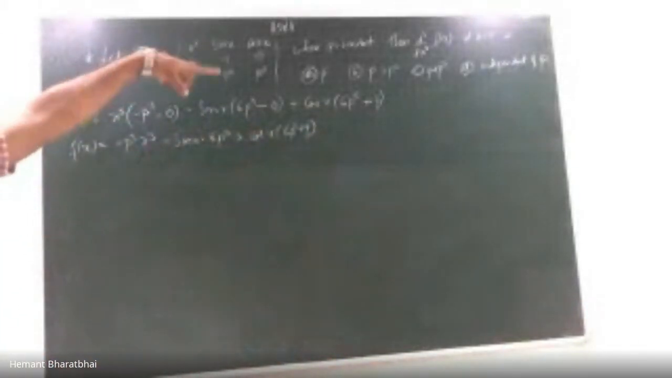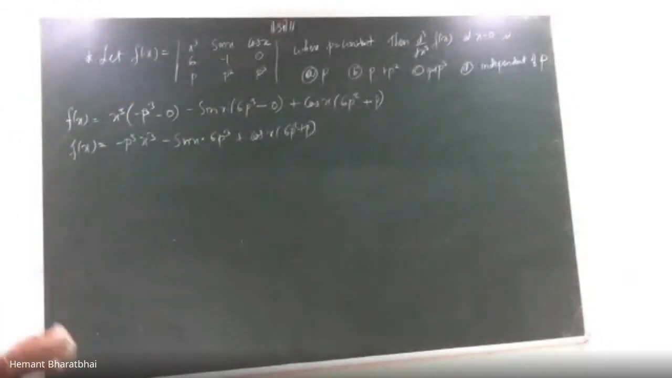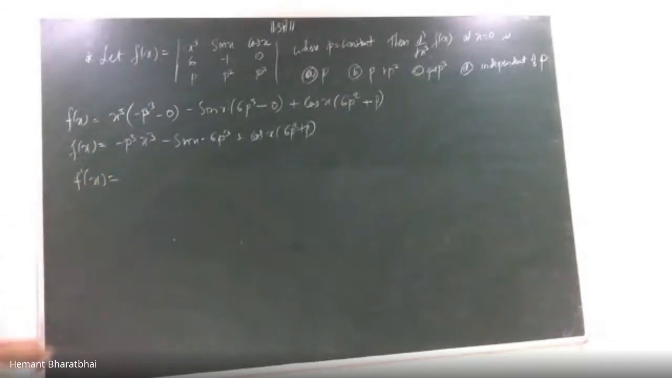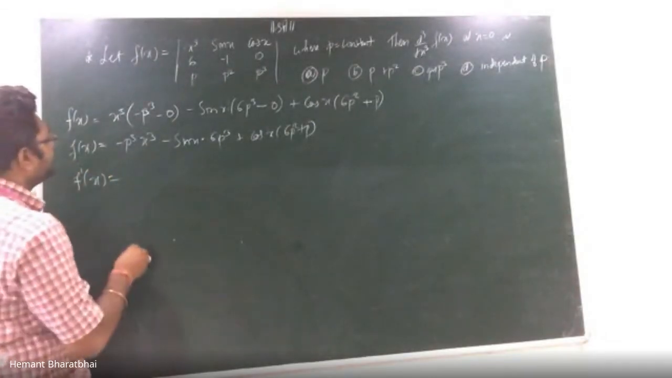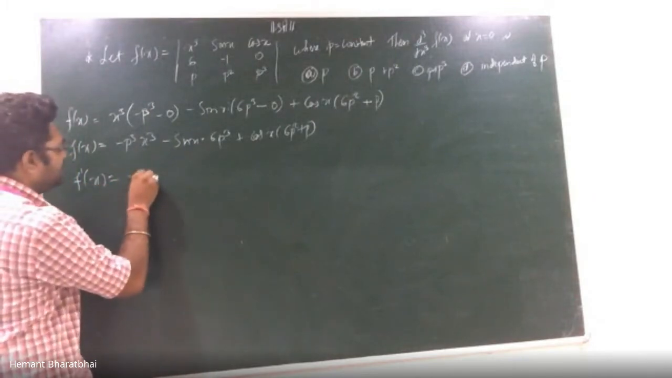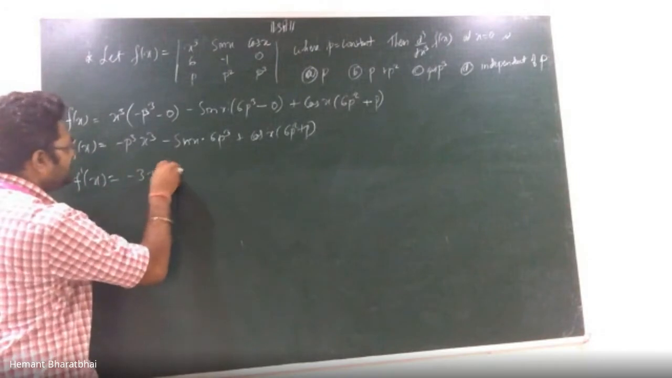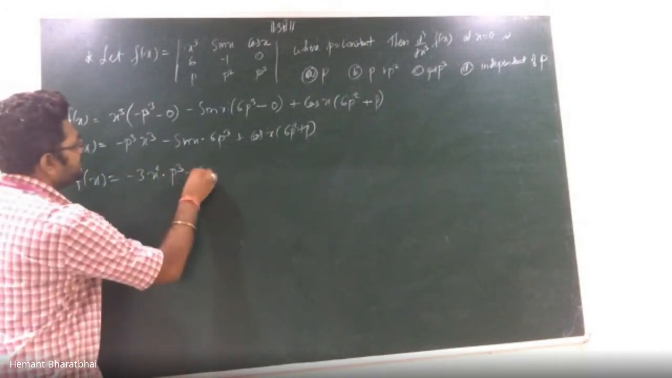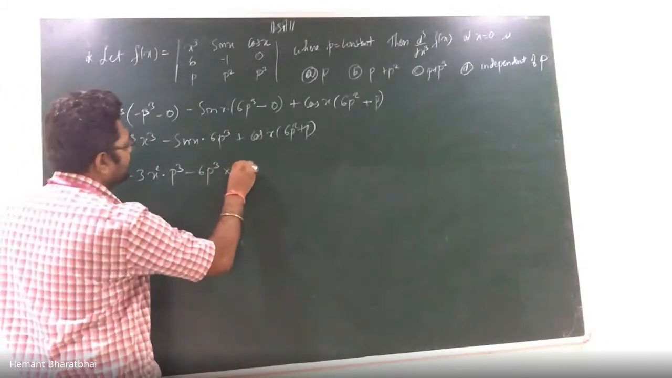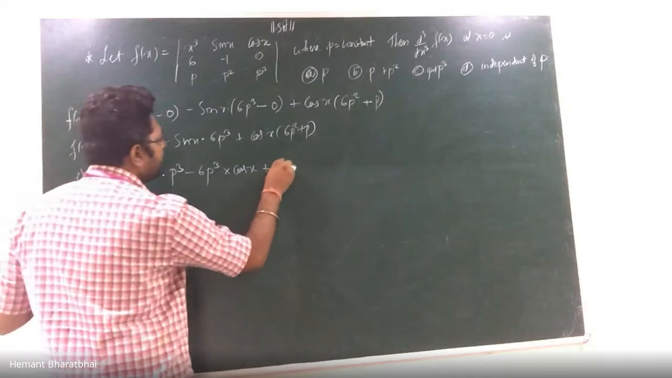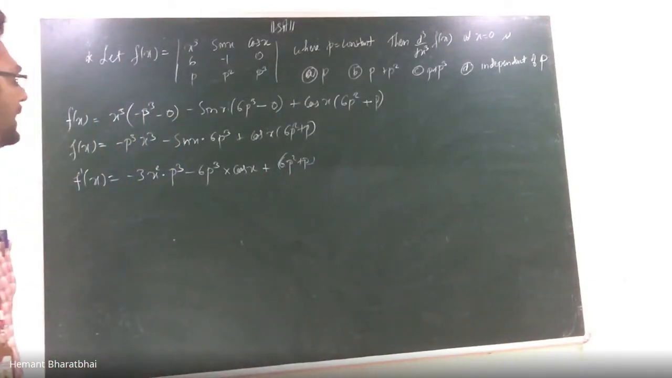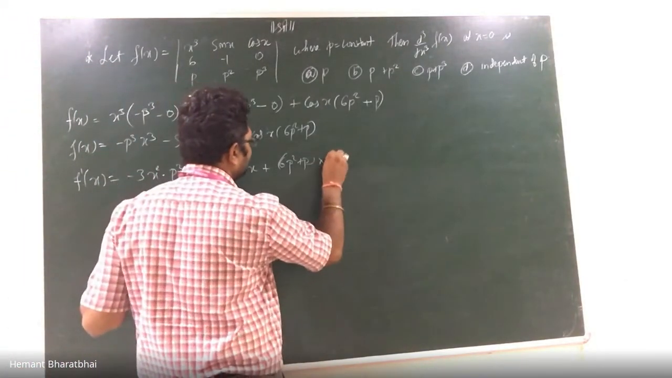Now he is telling us to take derivatives 3 times. So let us take the derivative 3 times. First derivative, that will give me f dash of x. So p cube is constant. Derivative of x cube will be 3x square, so that will be minus 3x square into p cube. Minus 6p cube is constant, derivative of sine x will be cos x, plus this 6p square plus p is constant, which will come outside of the derivative, and the derivative of cos x is minus sine x.